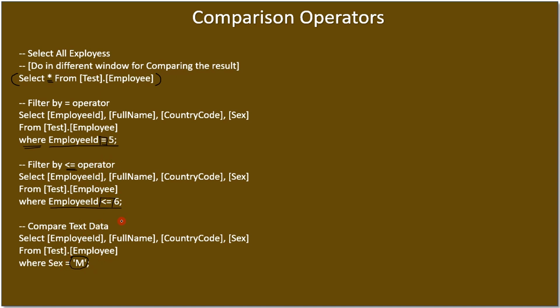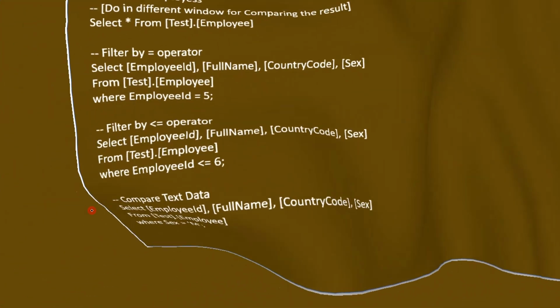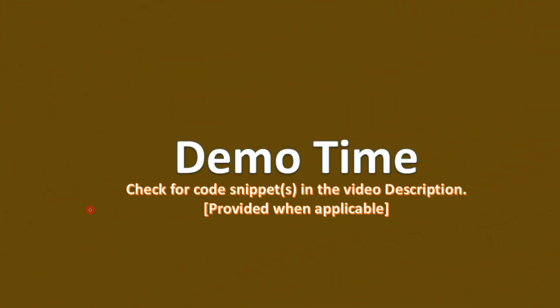There are other comparison operators also. You can use greater than, less than, greater than or equal to, less than or equal to. All of these we can use. Now we will go to the demo and filter records using the comparison operators.